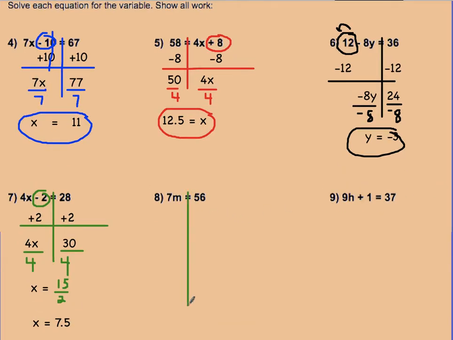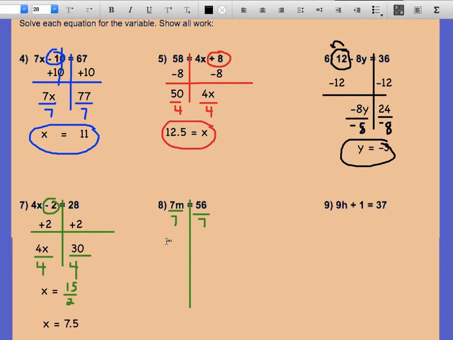So nothing's being added or subtracted here. Just divide by 7. And we're going to get m equals 8.